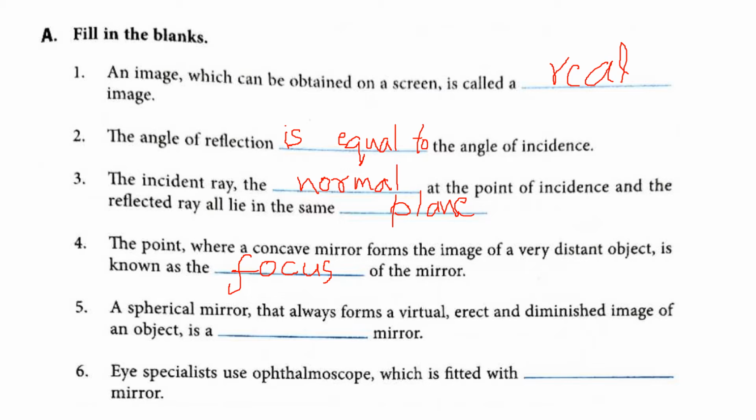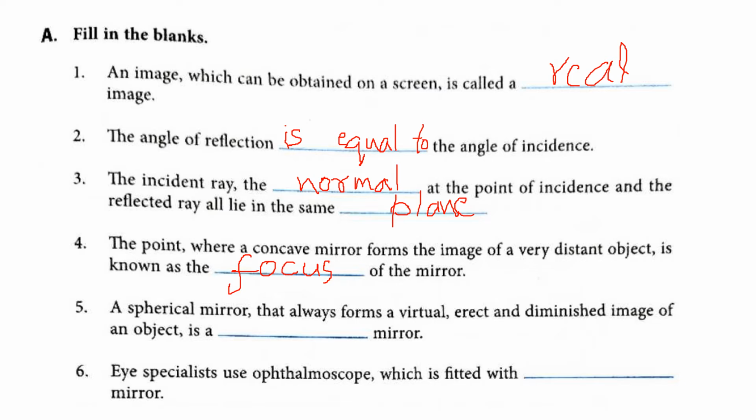Coming to the fifth question, a spherical mirror that always forms a virtual, erect and diminished image of the object is a dash mirror. Spherical mirror which is always forming virtual, erect, diminished. We have seen that in the case of concave mirror, every time we got real inverted images only, but only in one case, that is when the object is taken between focal point and pole, we got virtual image, but in every other case we got real.